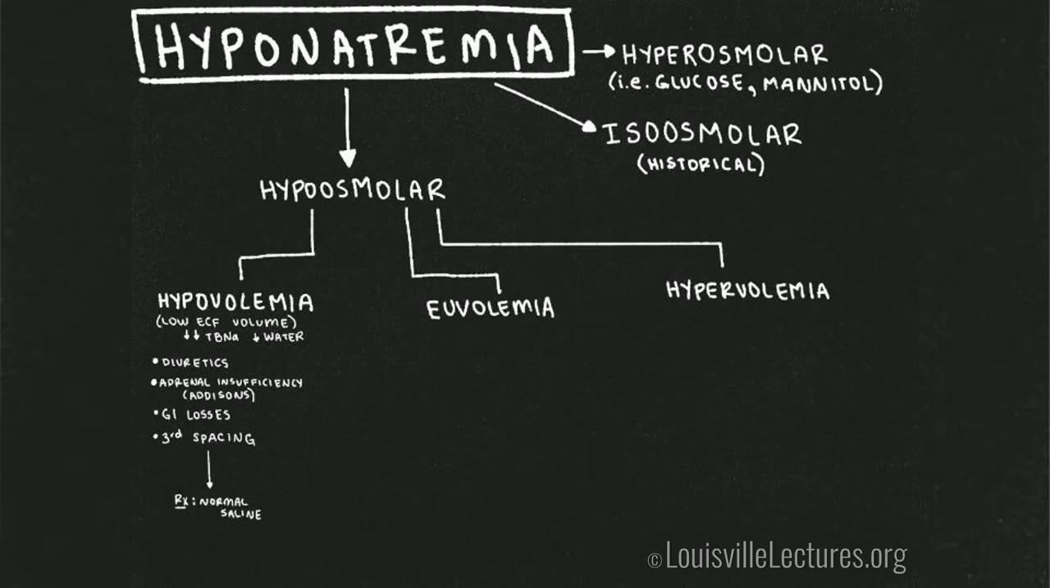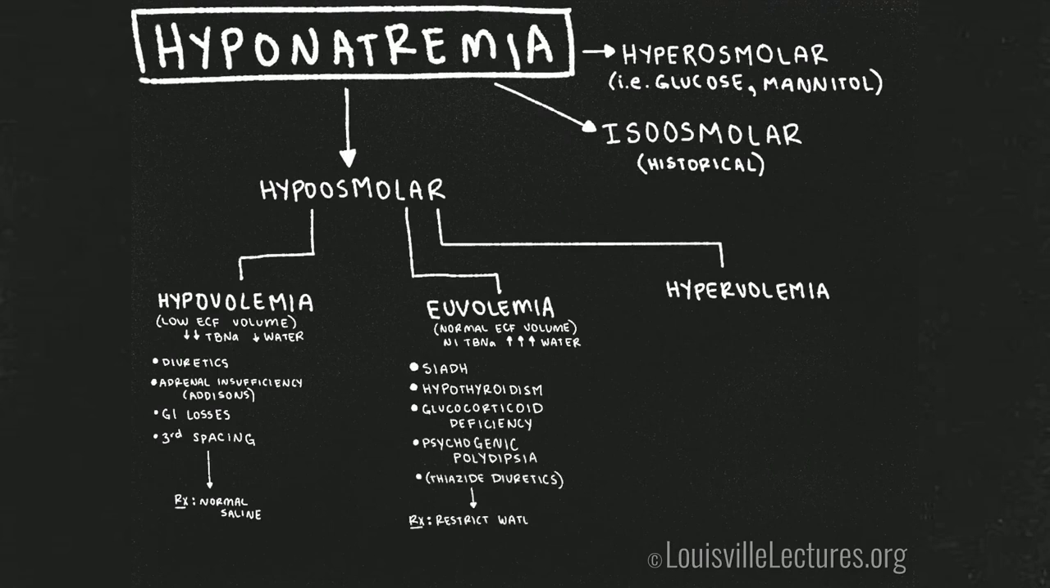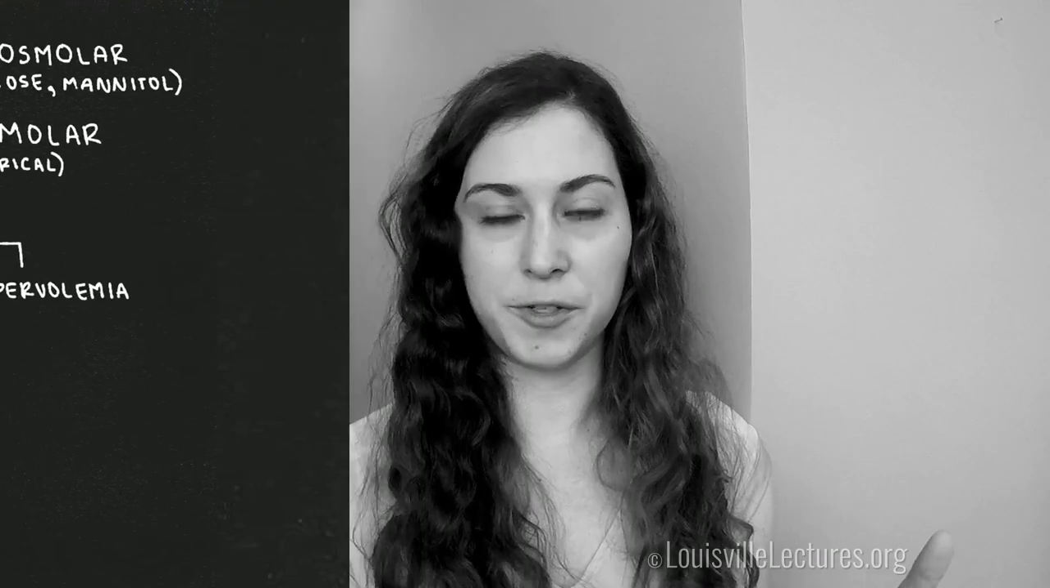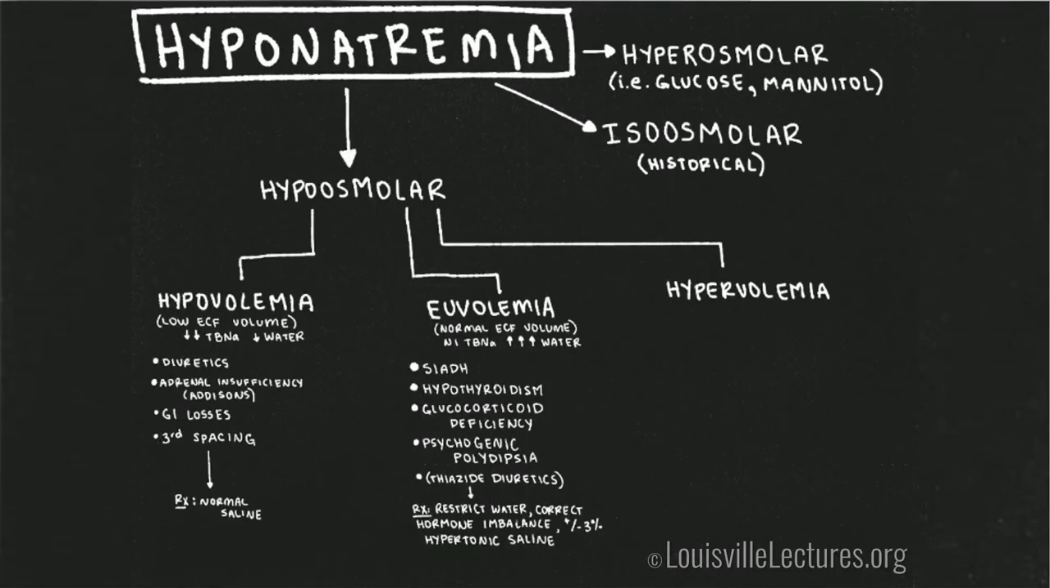Moving on to the next category, we've got euvolemia. So those are the patients who have a normal volume status. However, their sodium, again, is lower in proportion to the water in their body. So this group I like to generally think of as the hormone derangements, because a lot of them are related to different hormones in the body. So this will include things like SIADH, hypothyroidism, glucocorticoid deficiency, and then lastly in there you've got things like psychogenic polydipsia.